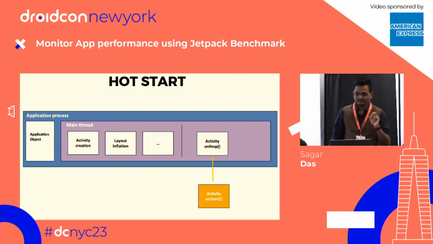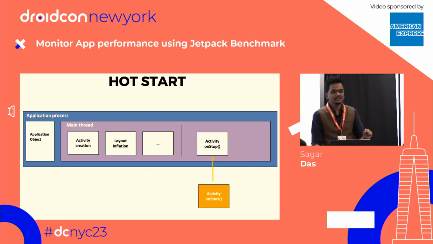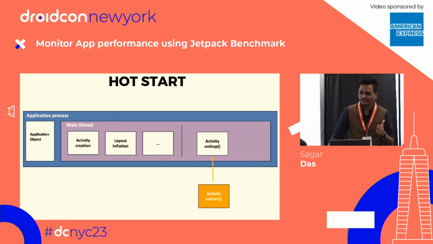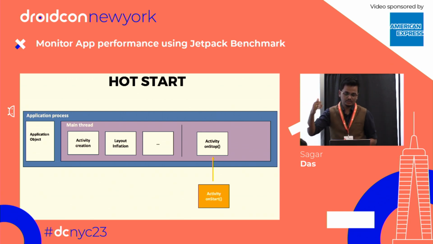Moving along, hot start. Now this is the simplest form of start. All this means is the app is up and running. The user simply backgrounded your app and then brought it again to the foreground without exiting out of the app. So in that case, the application process exists, the main thread exists. All the OS does is switch between the application life cycles, so the activity life cycle. If it was backgrounded, then it would be onStop, and then when you bring it to the foreground, it would be onStart.